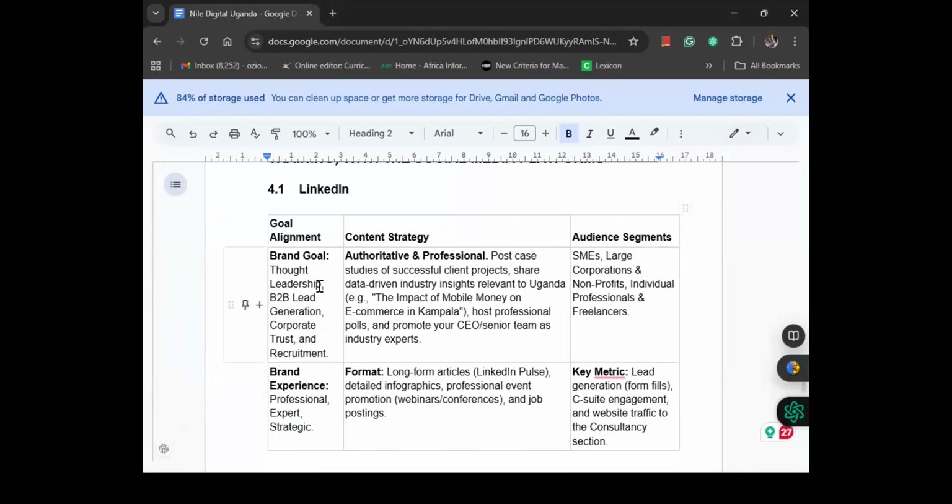operate from. So for LinkedIn, this is the first column. The brand goal is thought leadership. Do you get it now? Thought leadership, business to business lead generation. We want to get businesses interested in our services. And also corporate trust. We want companies to view us as an authority. Do you get it? Even if you don't want to patronize us, even if you don't want to buy from us, at least you believe that we know what we are doing. Yeah. Do you get it now? It is good to impress people, even if they don't have money to buy from you. At least they know that you are good at whatever you are doing, and also for recruitment.